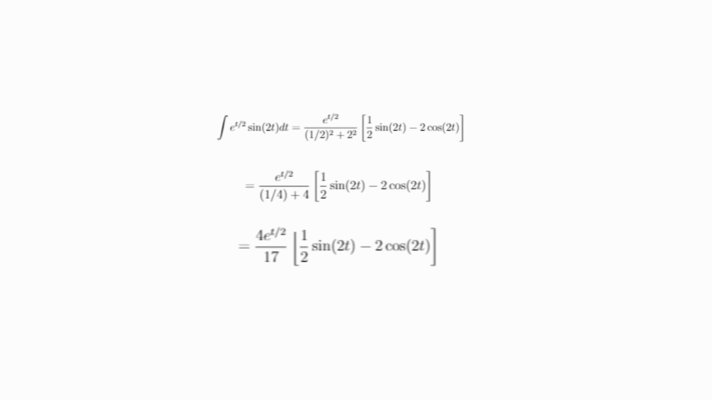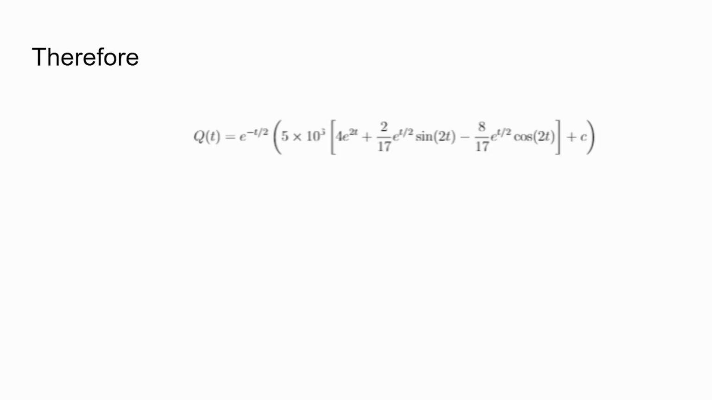Then we use the formula to find the integral of e to the t over 2 times sine 2t. That's plugging stuff in. We square stuff in the denominator, multiply the numerator and denominator by 4, and then distribute to get that. And therefore Q of t is this. We also did the integral of 2e to the t over 2, which was 4e to the t over 2. We distribute the 5 times 10 to the 6 to get 10 to the 7.